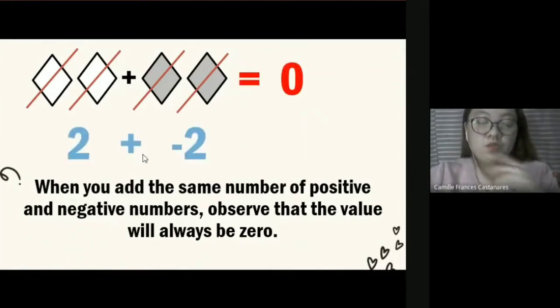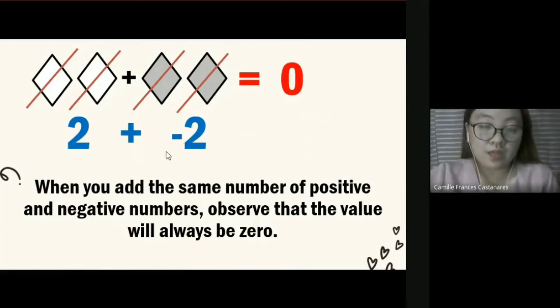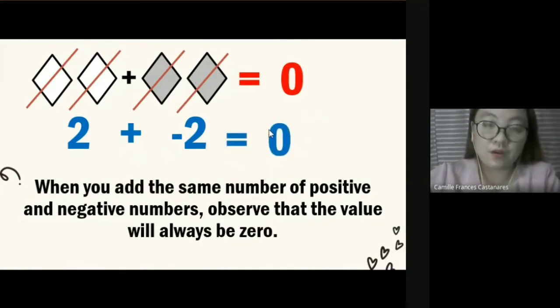For example, we have positive 2 and negative 2. Ayan yung sinabi nyo kanina. This is positive 2. This is negative 2. We will get a number of 0 kapag pinag-add natin yung parehang number na isang positive at isang negative. So, we will get 0.